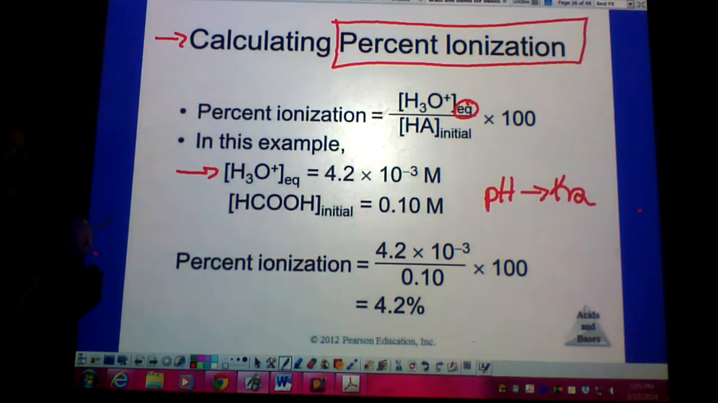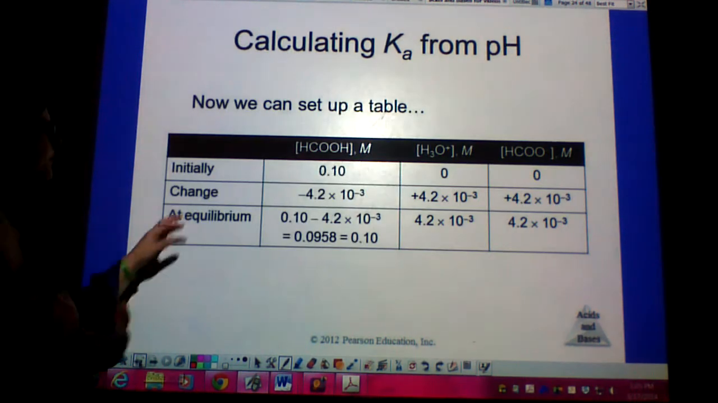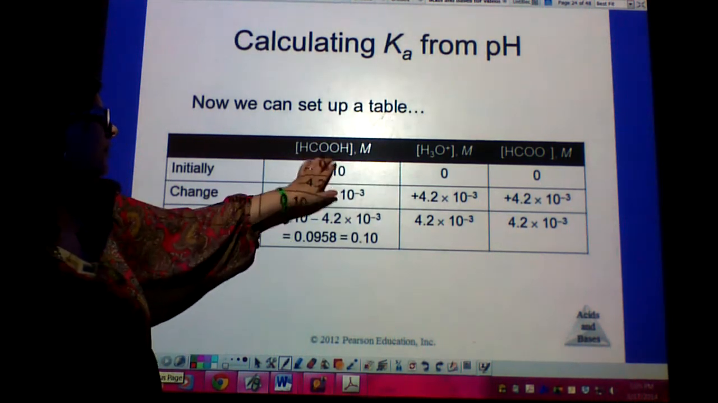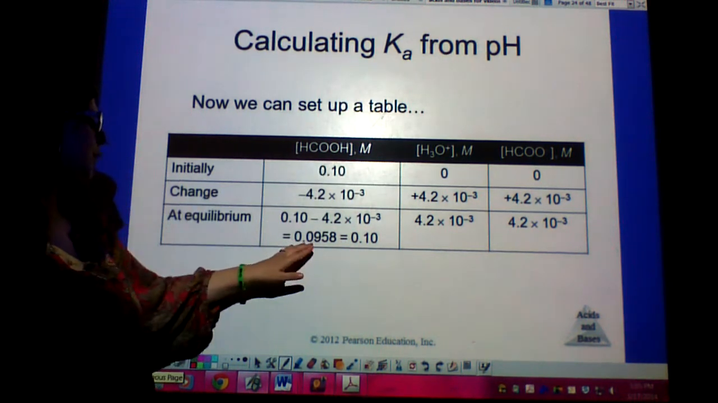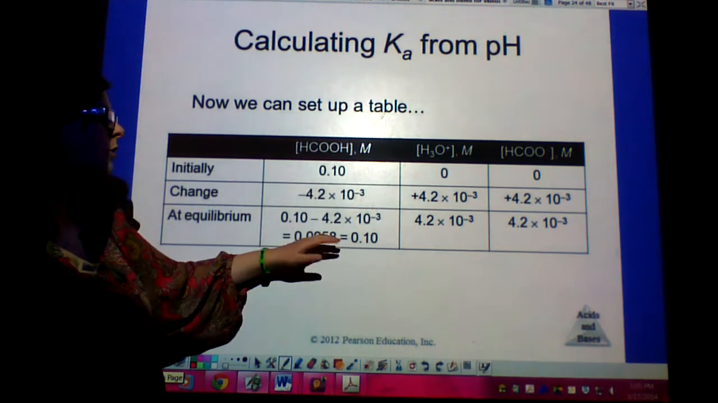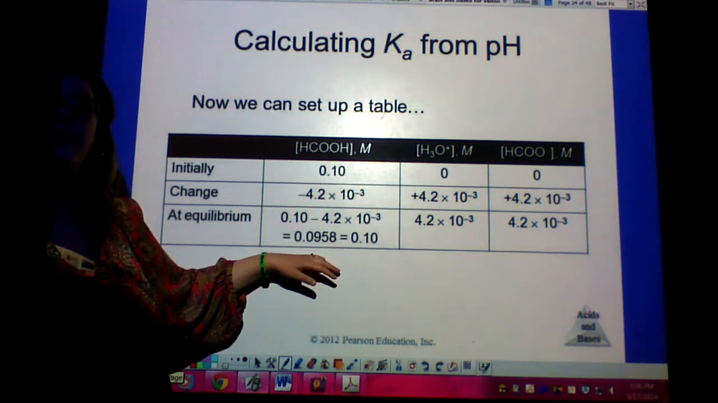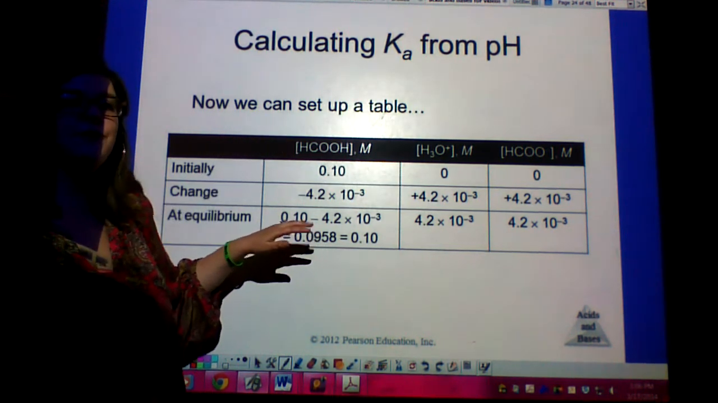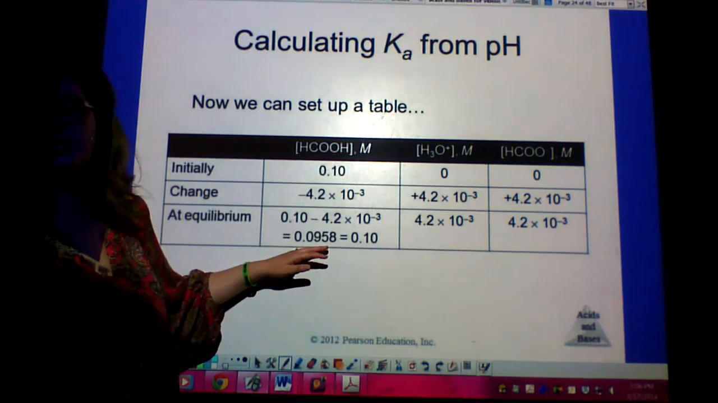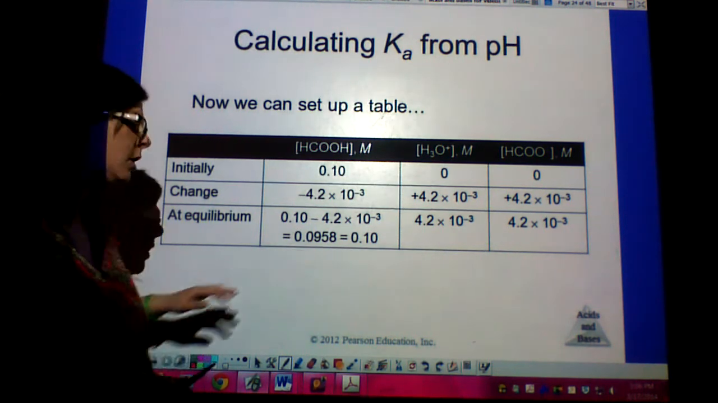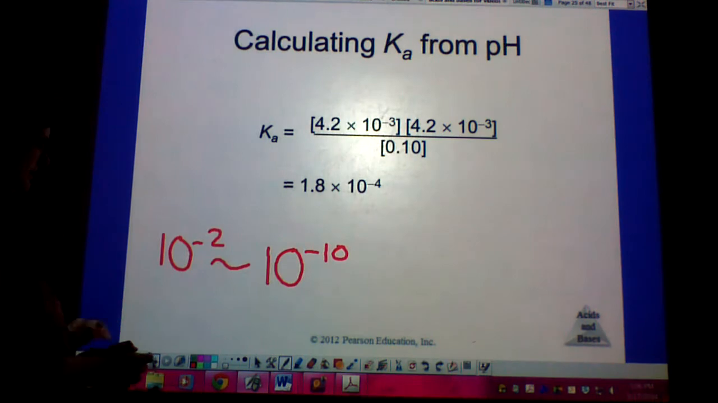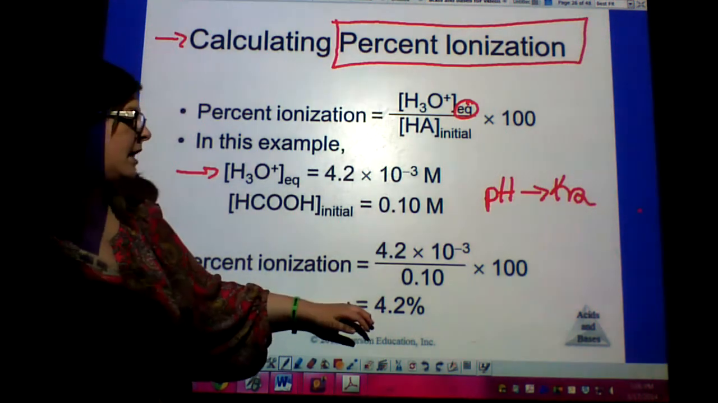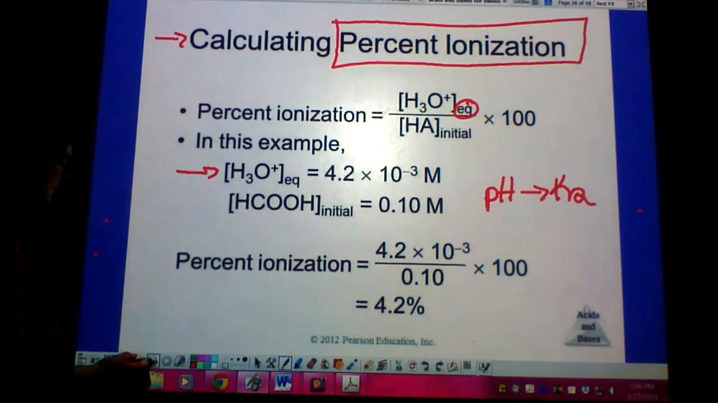This should also make sense because, if we remember, at equilibrium formic acid was 0.0958 molar. We lost very, very little of this. So that means HCOOH really didn't dissociate into ions hardly at all. So it should make sense to us that our percent ionization is very low, and it is.